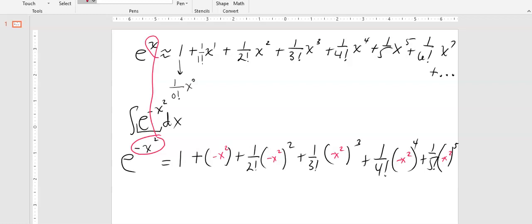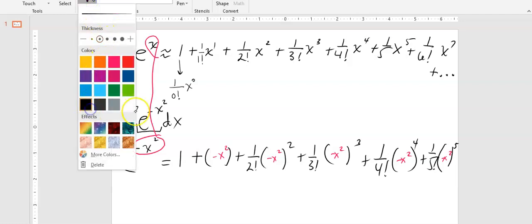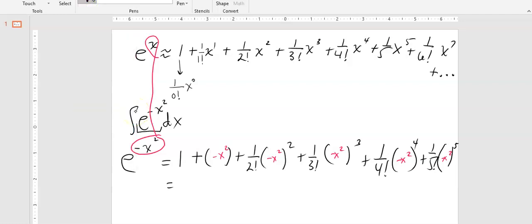All right, and so what that does for us is it produces a Taylor polynomial. Let me just write it in a little cleaner way. Plus a negative x squared, so it would be 1 minus x squared. Plus 1 over 2 factorial, negative x squared squared. A negative times a negative is a positive, so you would get a positive x to the 4th. And then now here, if you took negative x squared and cubed it, a negative times a negative times a negative would be a negative, so it's going to be minus.